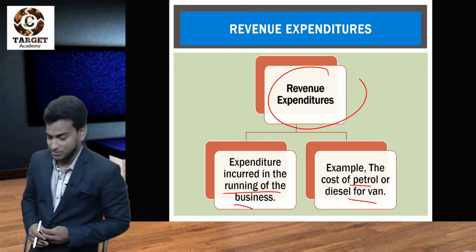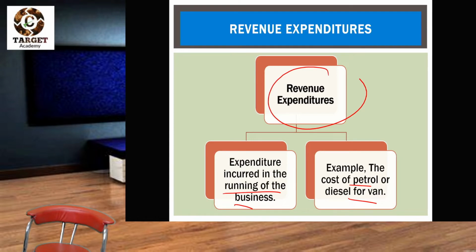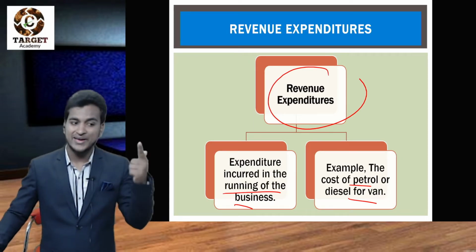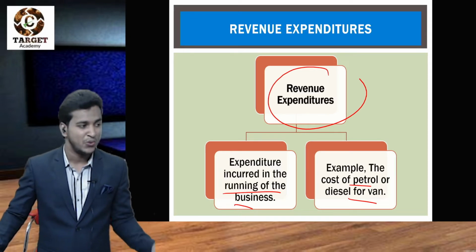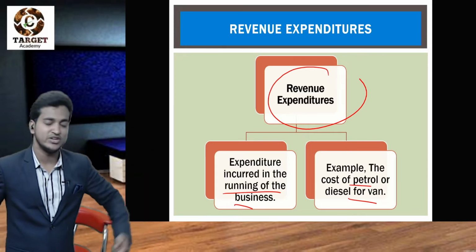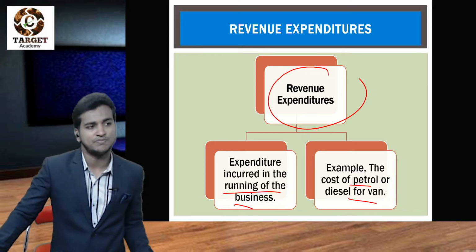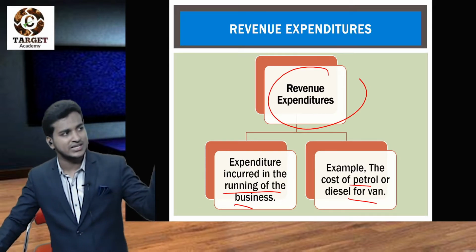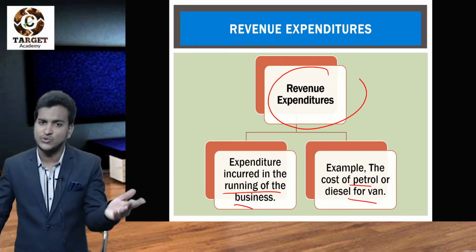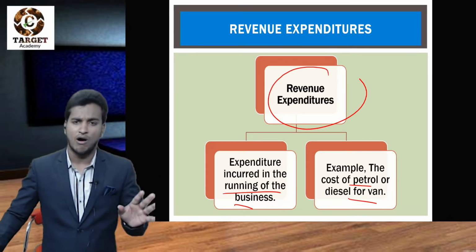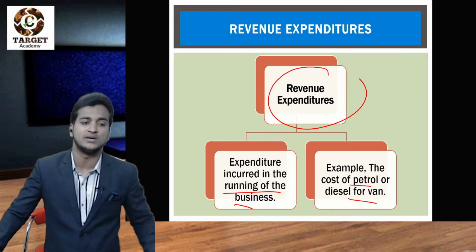Let me take an example. We are paying salary, revenue expenditure. We are paying rent, revenue expenditure. We are paying electricity bill, revenue expenditure. We are paying AC maintenance bill, revenue expenditure. We are paying projector repair cost, revenue expenditure. We are paying laptop repair cost, revenue expenditure. All these are revenue expenditure, not capital expenditure.